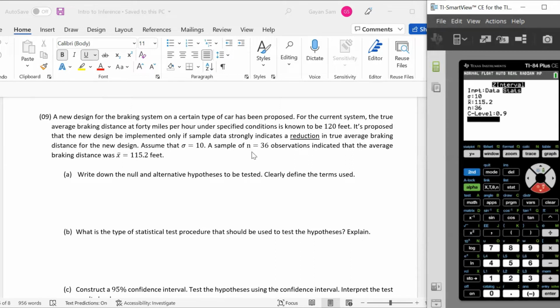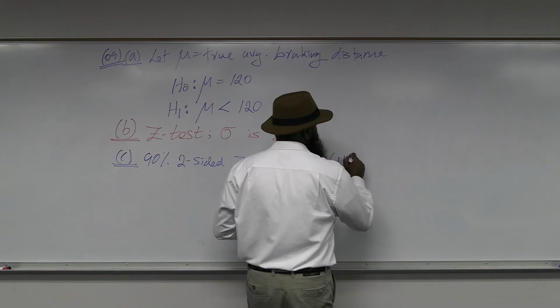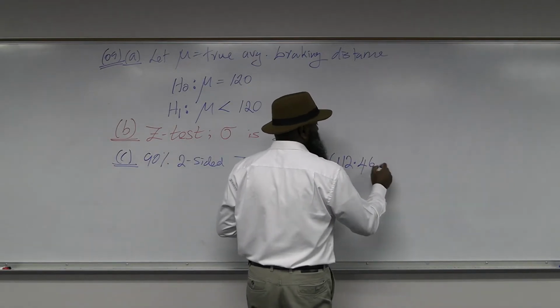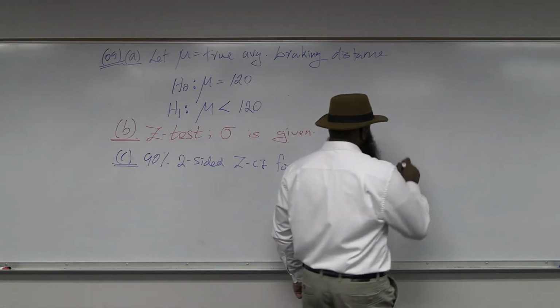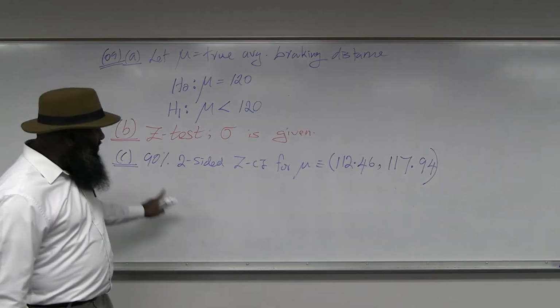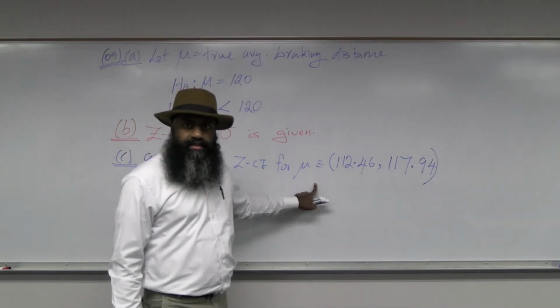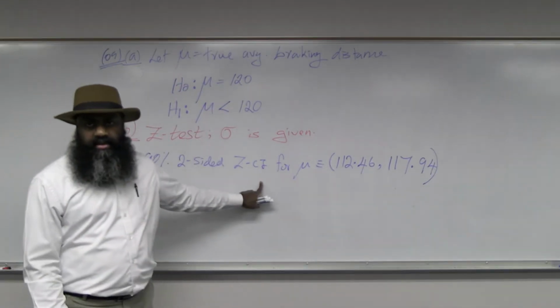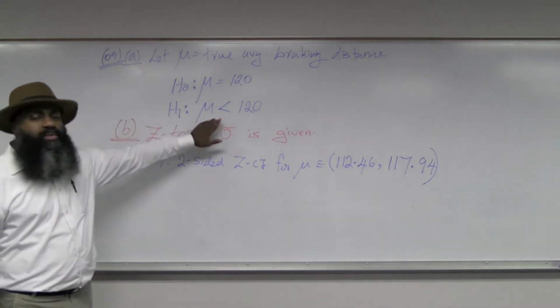Select Calculate, and then hit Enter. Make sure that you hit Enter only one time. Here is the 90% two-sided Z confidence interval. The lower limit is 112.46. The upper limit is 117.94. But this is not the confidence interval that I need. This is 90% two-sided. What I need is a 95% lower confidence interval.